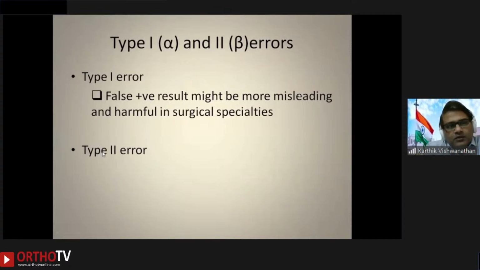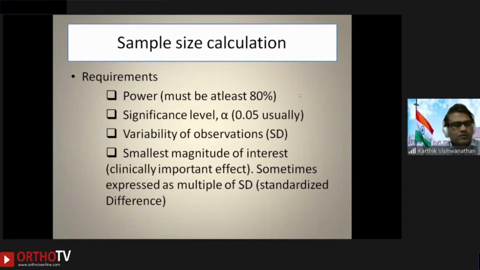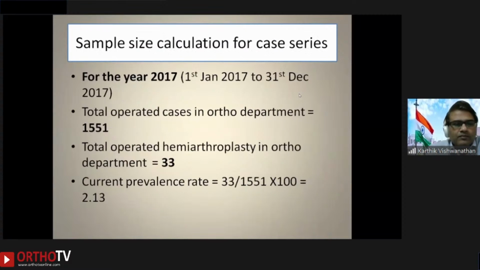Type 2 error deals with when you have an underpowered sample, or the sample size is too small, that gives rise to type 2 error. So when we do a sample size calculation, the most important things to consider are power, which is usually set at 80%, and alpha level, which is 0.05. You need to consider the standard deviation of the outcome measure you're choosing. Also, you need to consider the minimal clinically important difference of that value. So this will all help you in formulating your sample size.